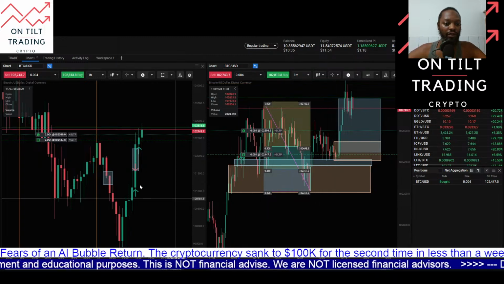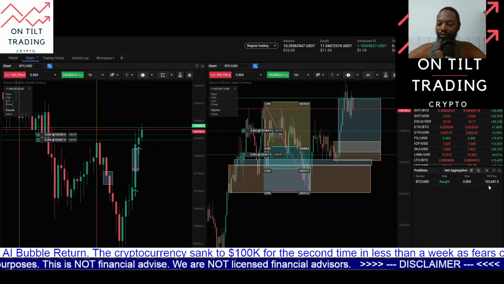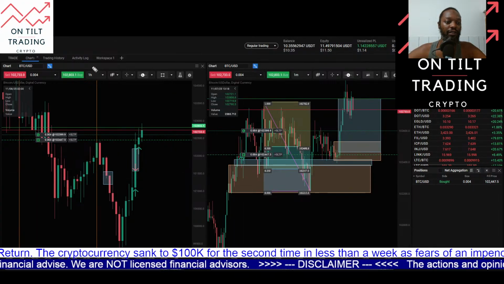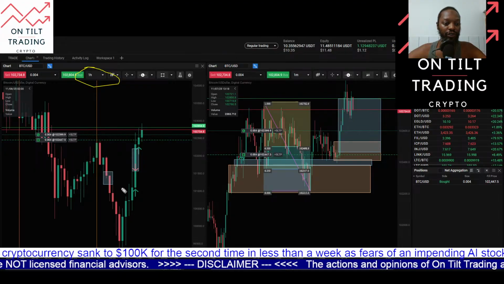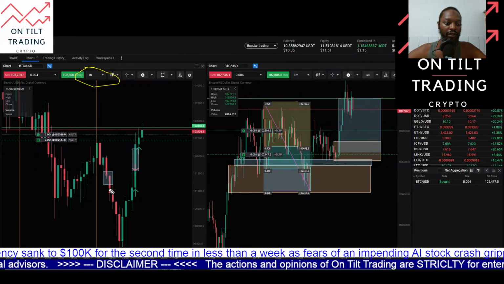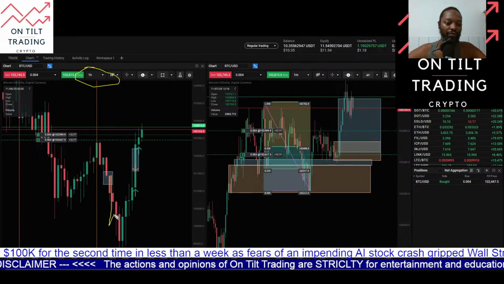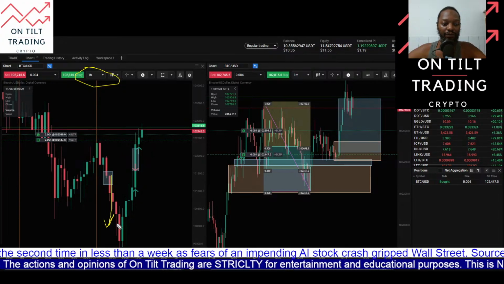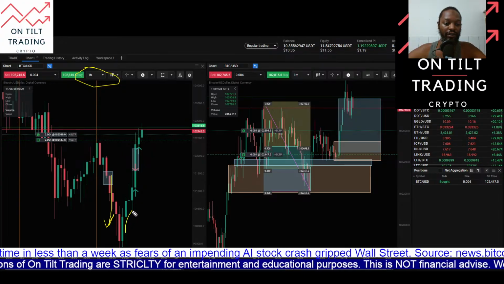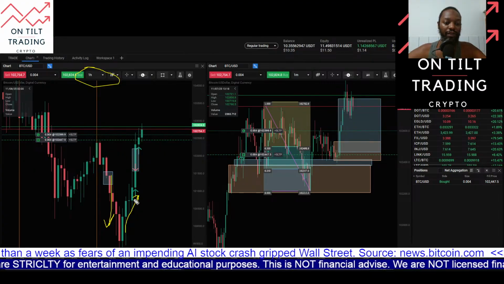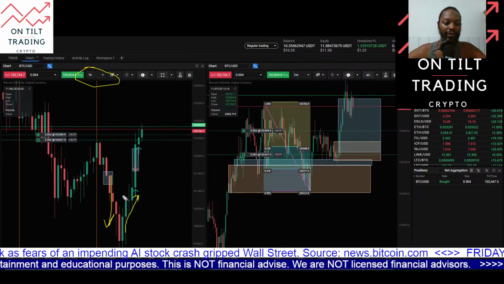I'm currently long in Bitcoin. I'll walk you through what I have trading top down. Starting here on the 1 hour chart, you can see here in the London session, Bitcoin has been delivered to the sell side, and then here in the New York session, Bitcoin is being delivered to the buy side.